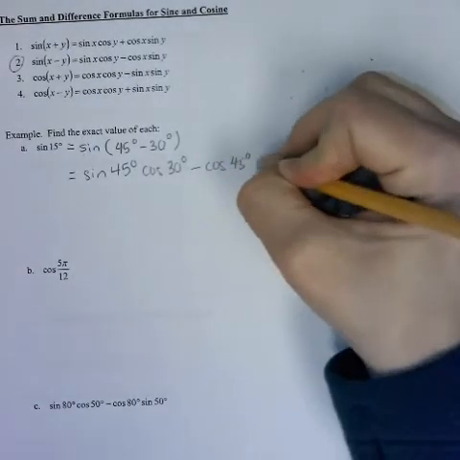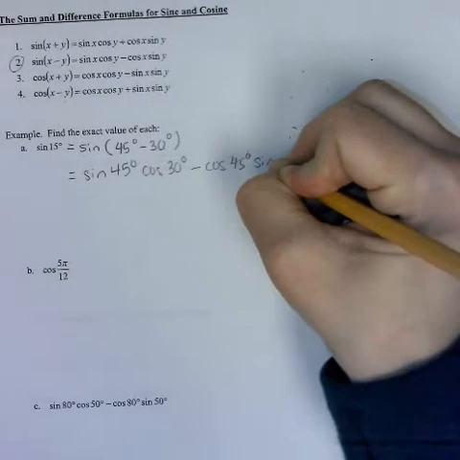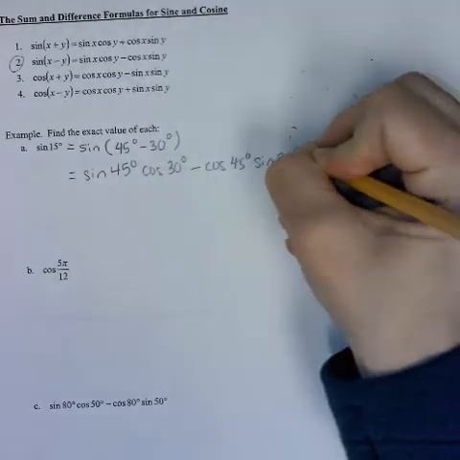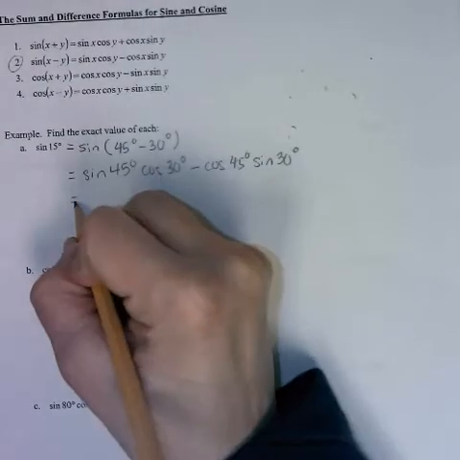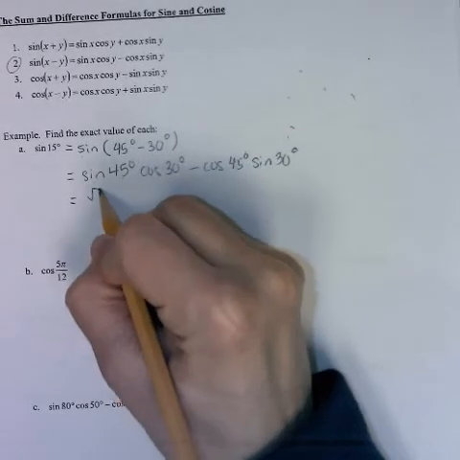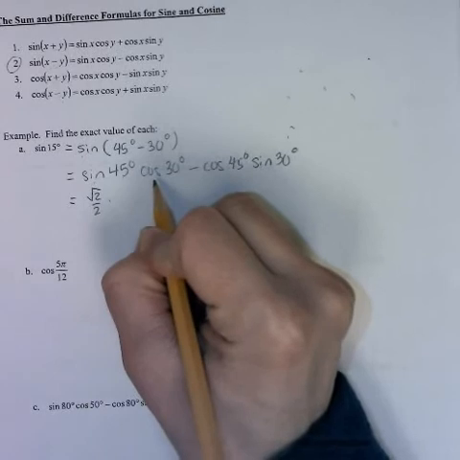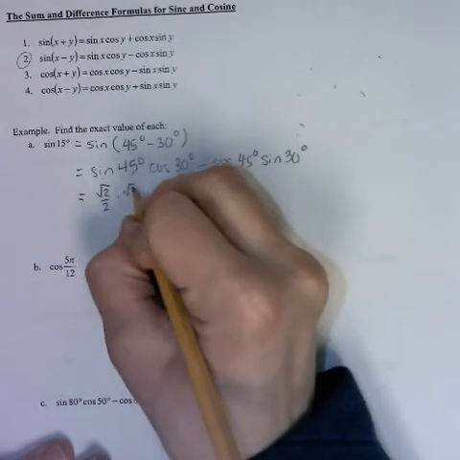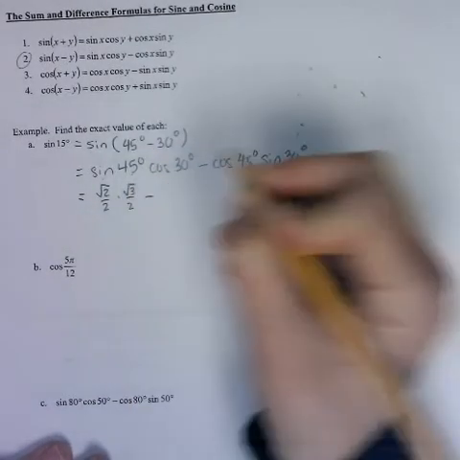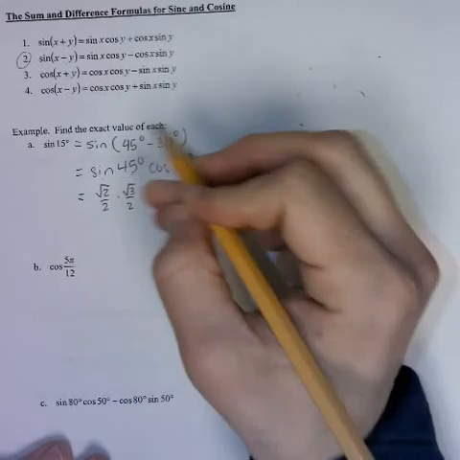And then sine of the second number, which is 30 degrees. And each of these I know the exact value. Sine of 45 degrees is the square root of 2 over 2. Cosine of 30 degrees is the square root of 3 over 2, minus cosine of 45 degrees. Right, so these are all separate.